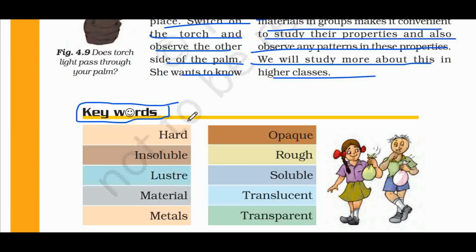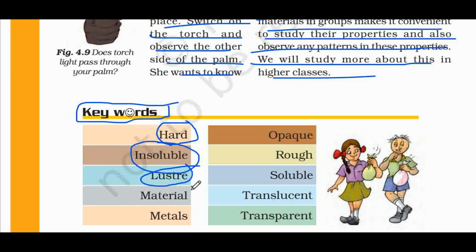Keyword: hard. Materials which are not easily broken, bent, or pierced, or which are difficult to compress, are called hard. Keyword: insoluble. A substance that does not mix with water and does not disappear even after we stir for a long time. These substances are insoluble in water. Keyword: luster. It is the way light interacts with the surface of a crystal, a gentle sheen or soft glow. Keyword: material. The matter from which a thing is made.